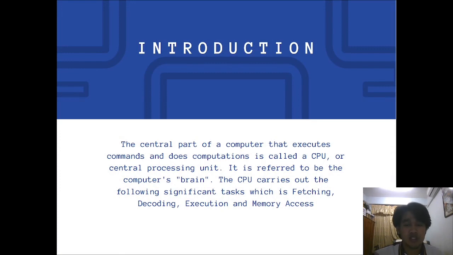For the introduction, the central part of a computer that executes commands and does computations is called a CPU, or Central Processing Unit. It is referred to as the computer's brain. The CPU carries out the following significant tasks, which is fetching, decoding, execution, and memory access.